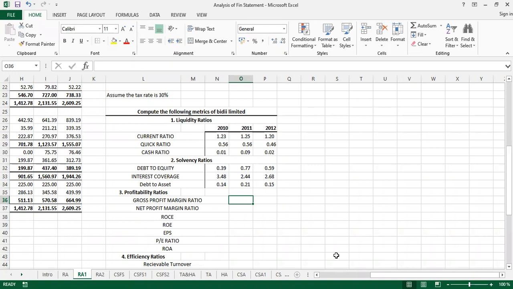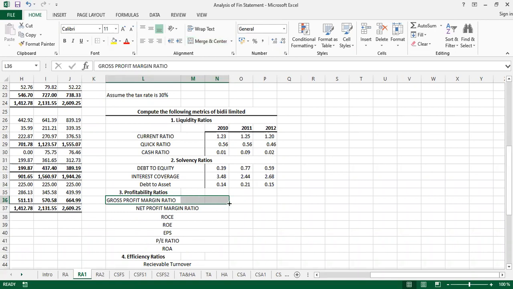So we'll go to the profitability. Profitability ratios, we have like the gross profit margin. This one's a little bit simpler. Sorry, you can see that now it doesn't start from where I want. So I'll unmerge.